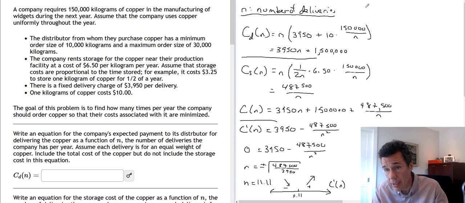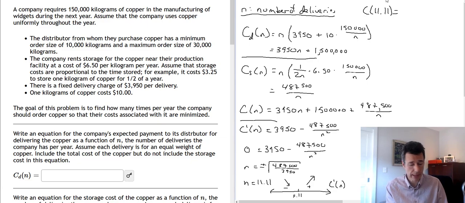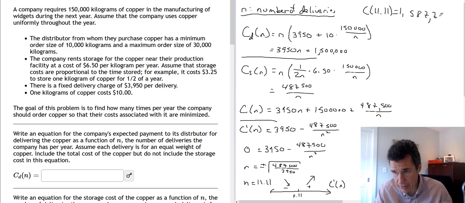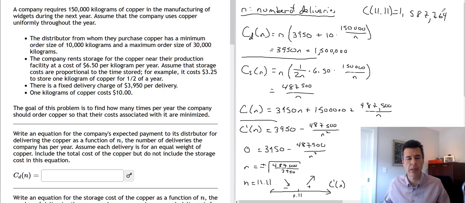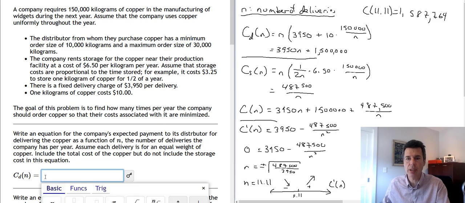So we'll go back up here. Cost at 11.11 is equal to, let's pull out our calculator, 3950 times 11.11 plus 1.5 million plus 487,500 divided by 11.11, and we get costs of 158,764. So let's go through, put all our numbers in.